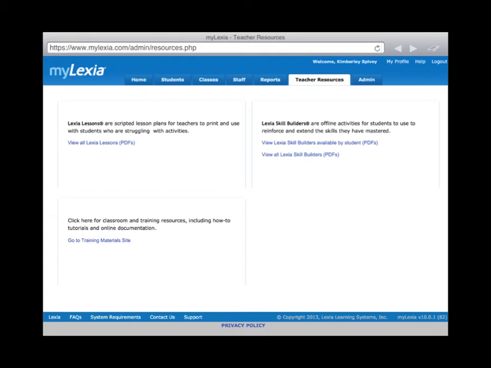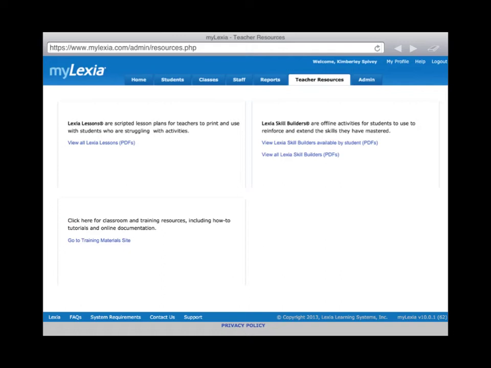Teacher resources have instructional materials, practice materials, and training materials. All of the Lexia lessons are on PDF under instructional materials, and the skill builders are under practice materials. Training materials teaches you how to use Lexia and what you can do with your classroom, how to document online, and how to keep information together.